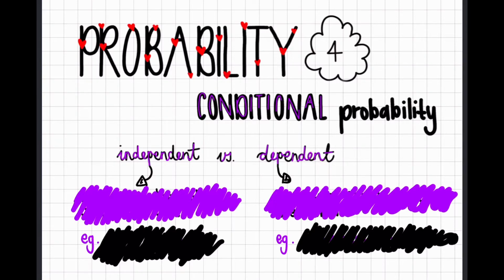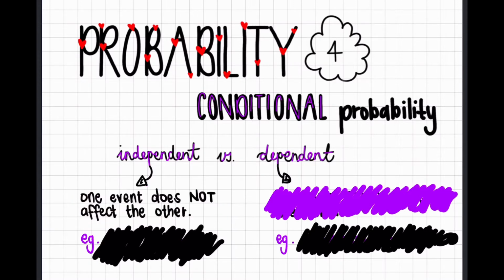Today we're going to be discussing our fourth installment on probability, which is conditional probability. Now, conditional probability links in with dependent and independent events, so I just want to quickly recap the difference between an independent event and a dependent event.